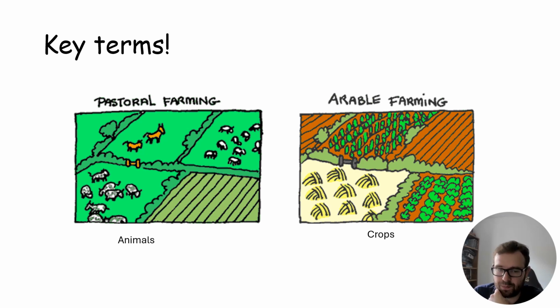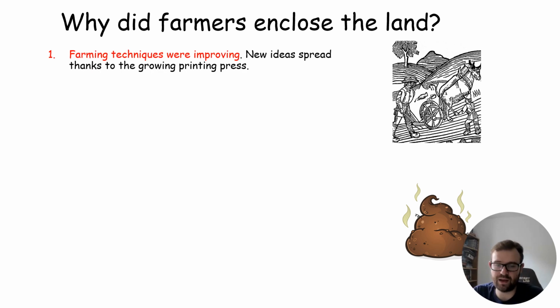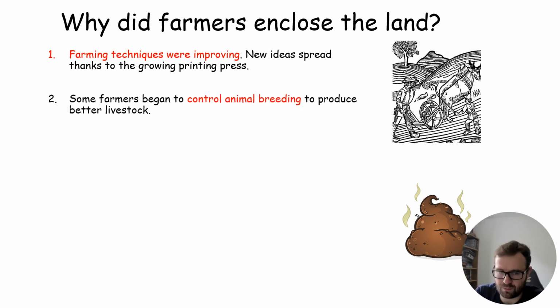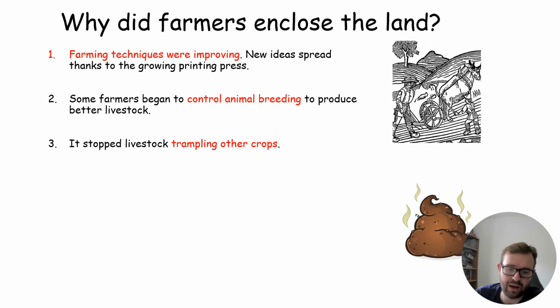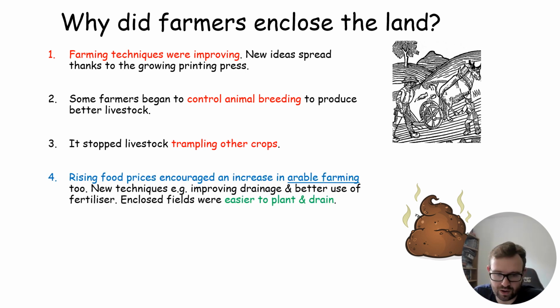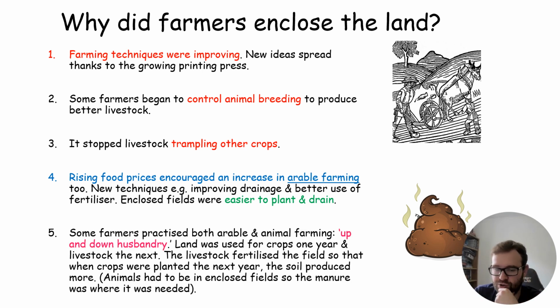And again, you've got pastoral farming, which is the animals, arable farming, which is crops. So why did they close the land up? Well, farming techniques were improving and new ideas were spreading with the printing press. Some farmers were controlling the breeding of animals to produce better stock. It stopped livestock trampling over crops as well. Rising food prices meant an increase in arable farming too. So new techniques like improving drainage, better use of fertilizer, enclosed fields were easier to plant and drain.